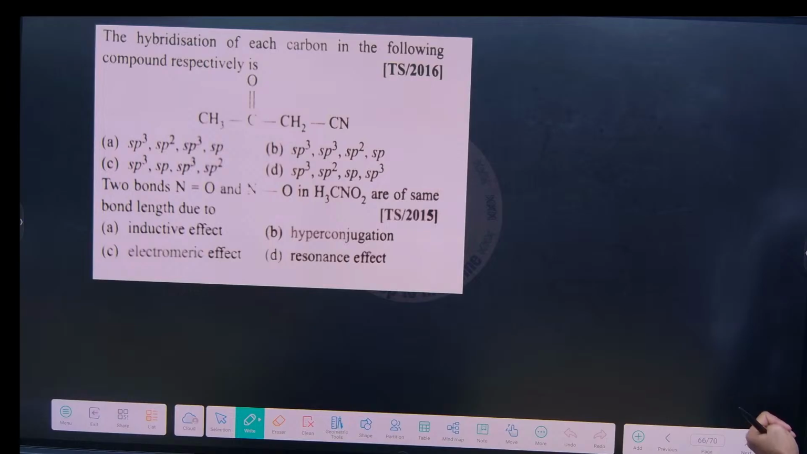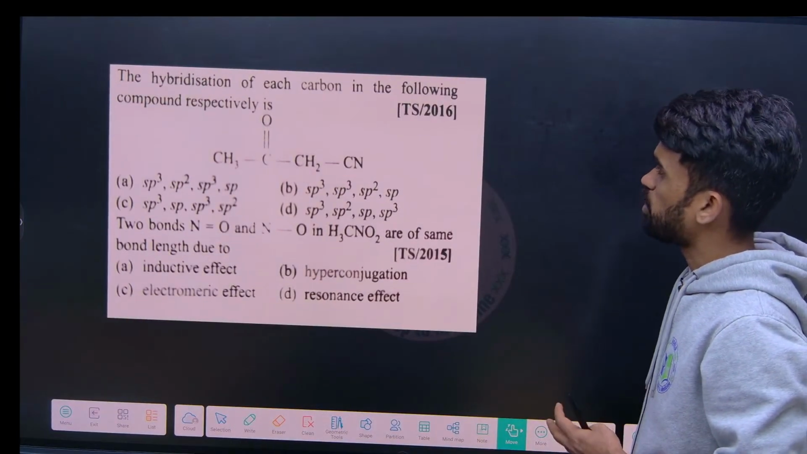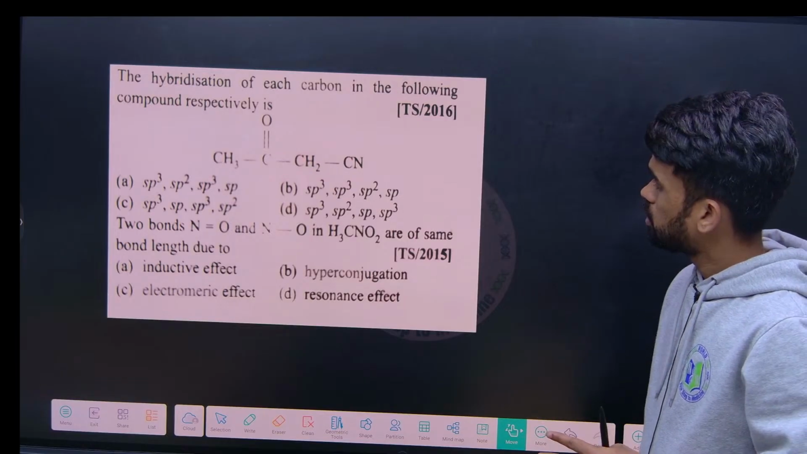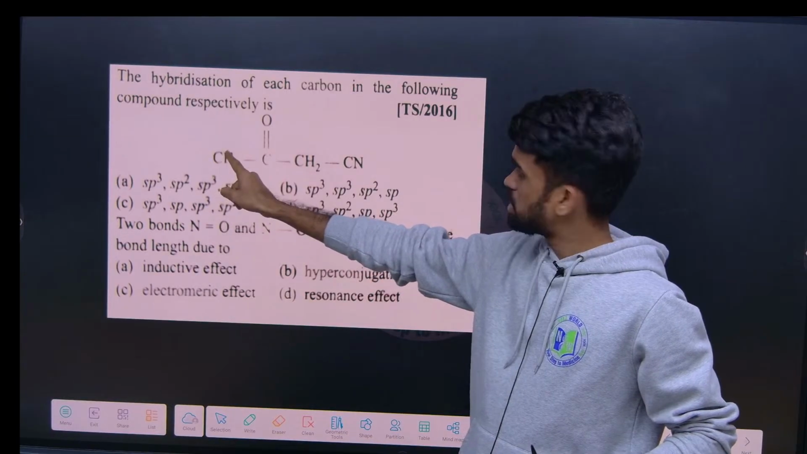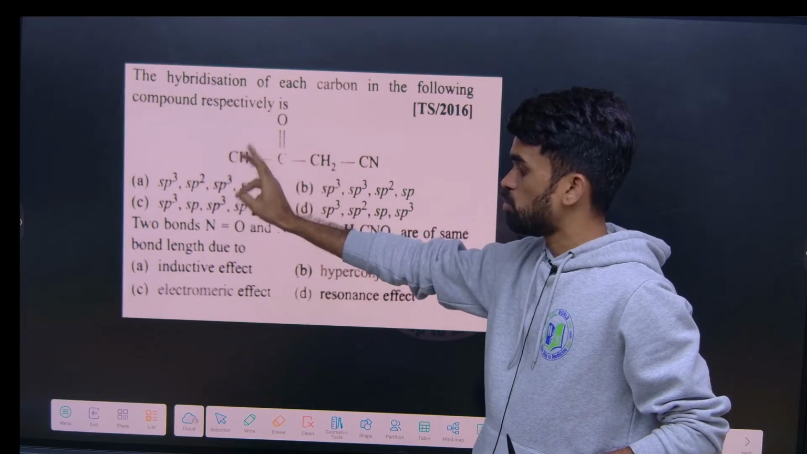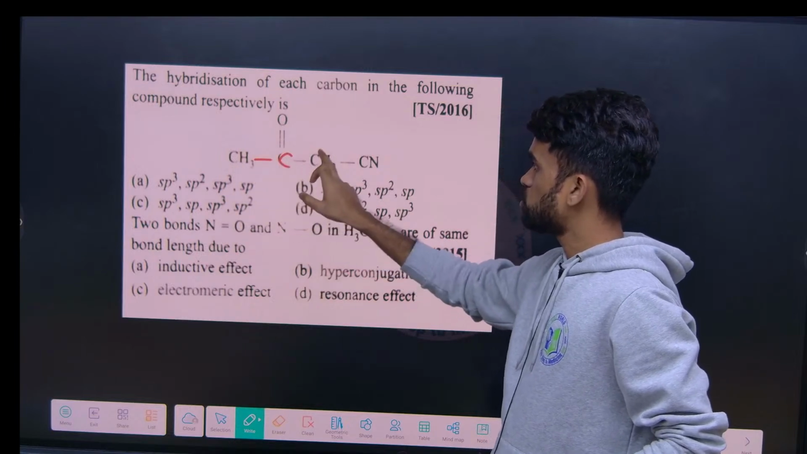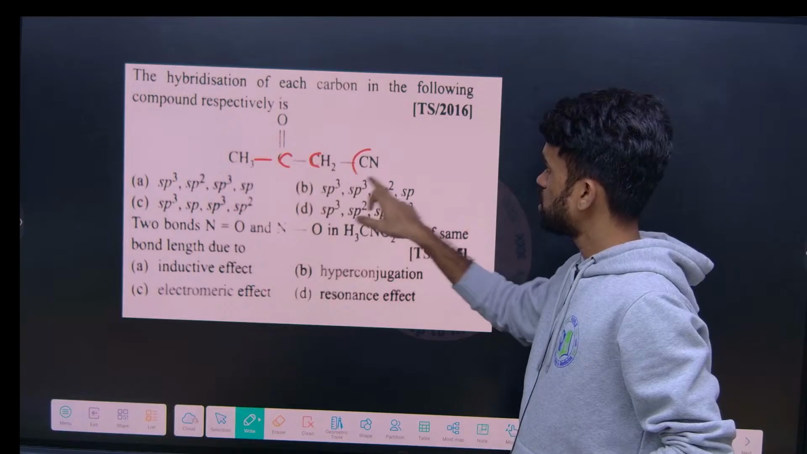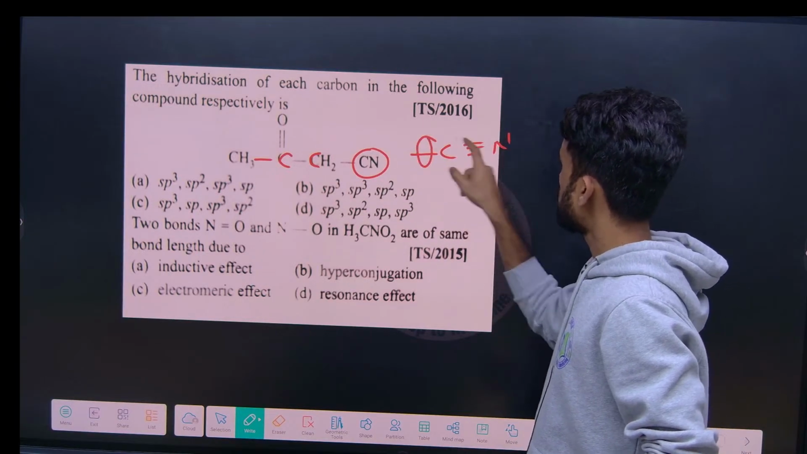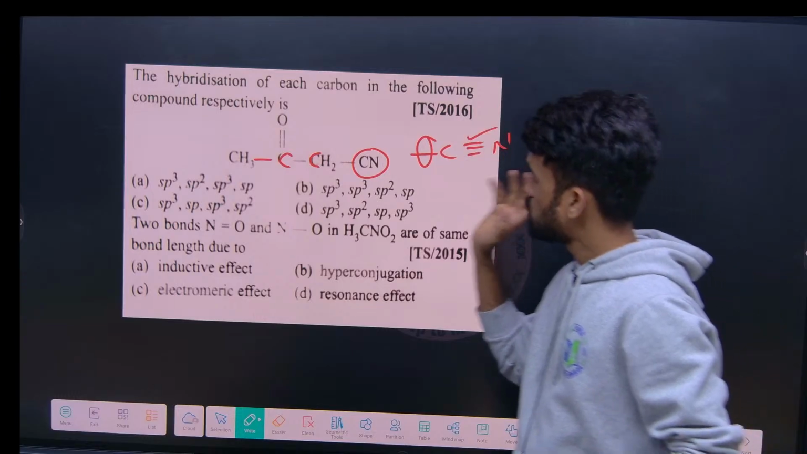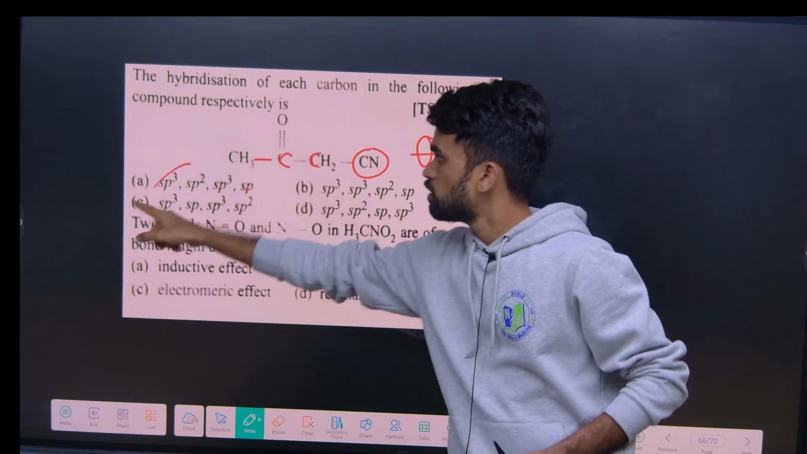Can you identify that? Hybridization of each carbon. Very easy question. CH3 means sp3, with one more sigma, 4 sigma bonds. This one is sp2, this one is sp3, and this one is C triple bond N. So how many sigma bonds? 1 and 2 sigma bonds, so sp. So where do we have sp3, sp2, sp3, sp? First option.